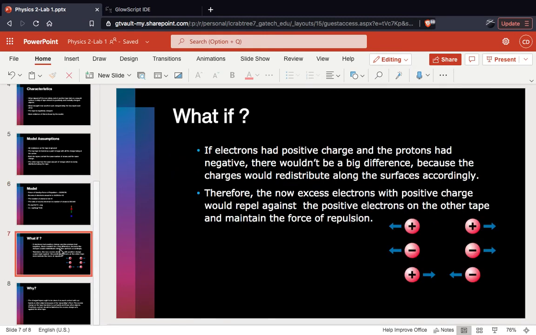Okay, so now for some discussion. If the electrons had positive charge and the protons had negative, there wouldn't really be a big difference because the charges would redistribute as they would, and also the excess electrons with positive charge would just repel against the positive electrons of the other tape, because no matter what, if you have two positives, they repel, and two negatives, they repel with equal force.